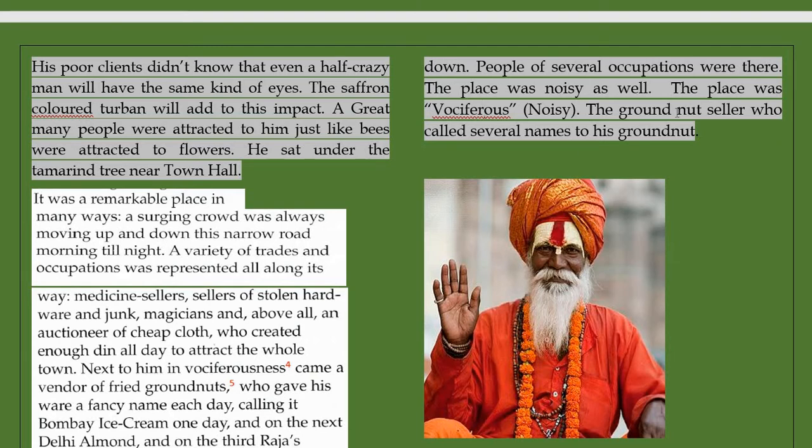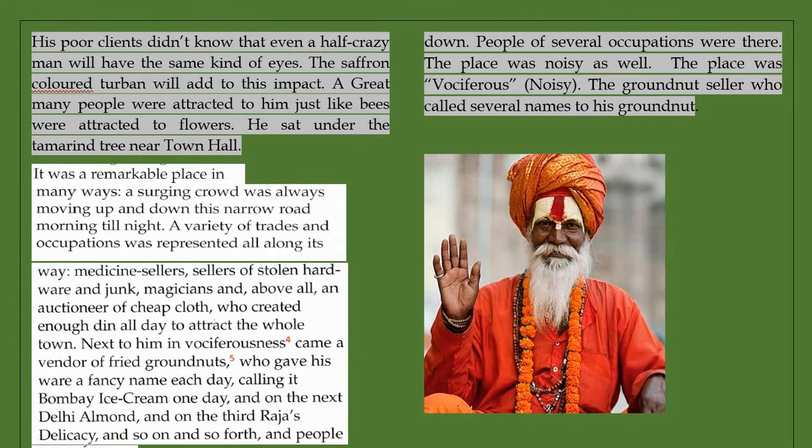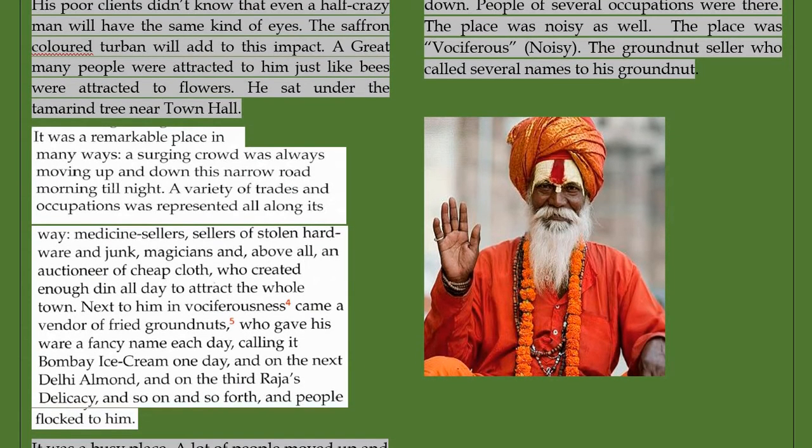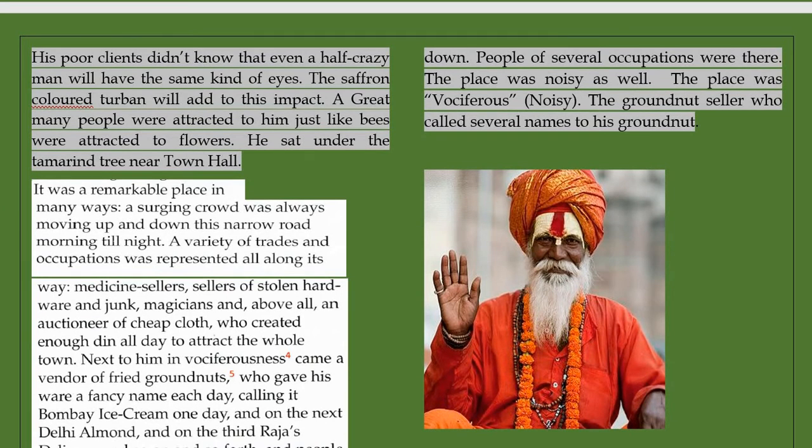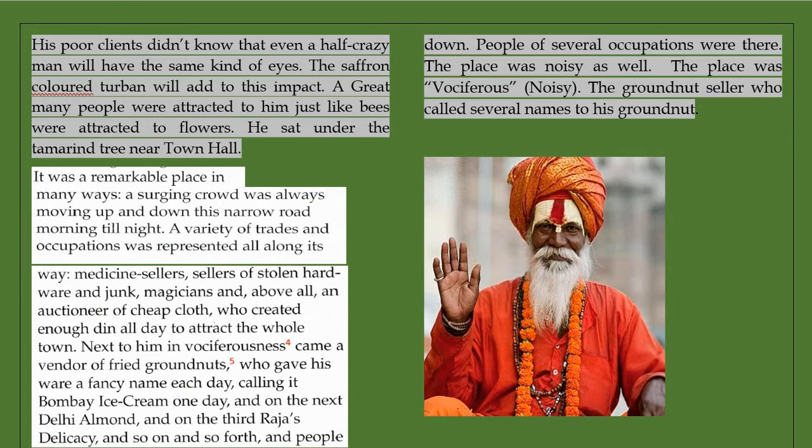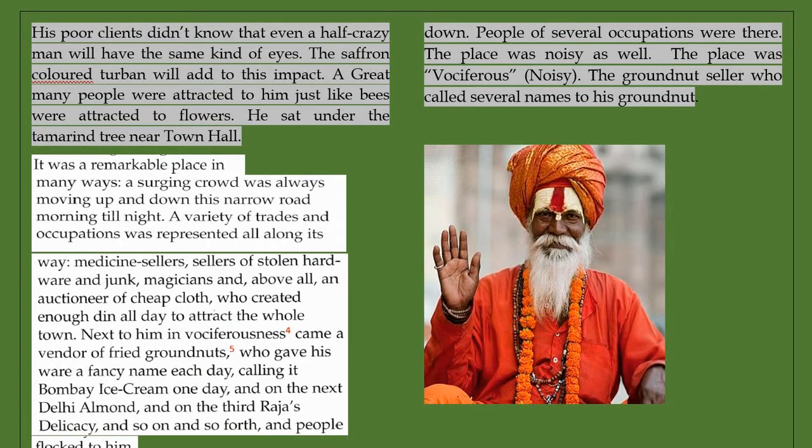The groundnut seller called several names to his groundnut. There was a groundnut seller nearby who called several curious names to the groundnut each day. For example, Bombay ice cream, one day he called. Then next day he called Delhi almond. And on the third day he called it Raja's delicacy. So a very curious personality, a groundnut seller, sat near to the fortune teller, and there were many people with various professions there.